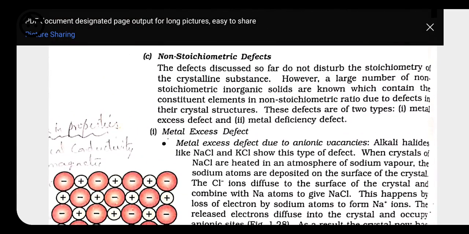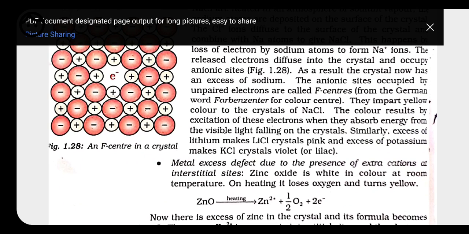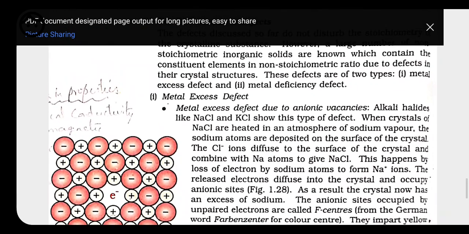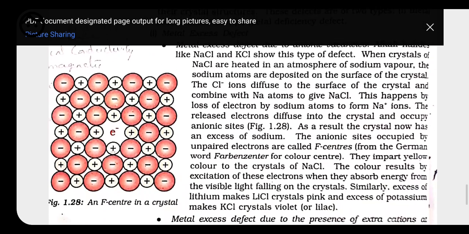The metal excess defect is also of two types: metal excess defect due to anionic vacancy, or metal excess defect due to presence of an extra cation. Metal excess, what does it mean? Metal is what? Positive ion. How does the metal become in excess? Either by removing one negative ion. If we have 6 positive and 6 negative ions and we remove one negative, then 5 negative ions are left but 6 positive, so we have an excess of metal by removing one anion.